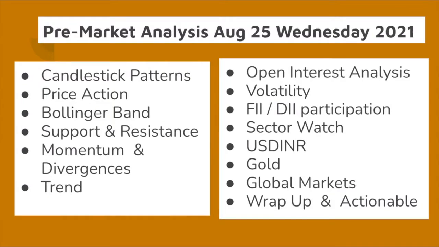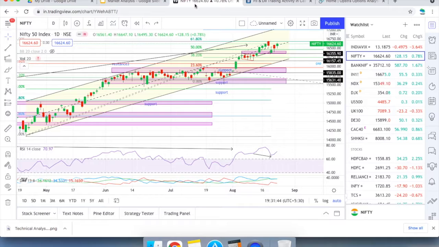And as usual, we'll be going to look at all of these parameters. On the left side, you'll be looking at the charts and see all the candlesticks, price action, support, resistance, momentum, divergence, and all these things. And then we look at additional analysis on the institutional participation, global markets, and all that, and then we'll wrap it up, right? So without wasting time, let's get into the charts.